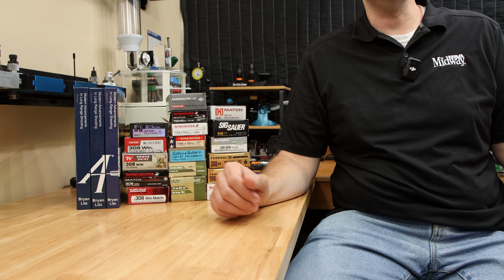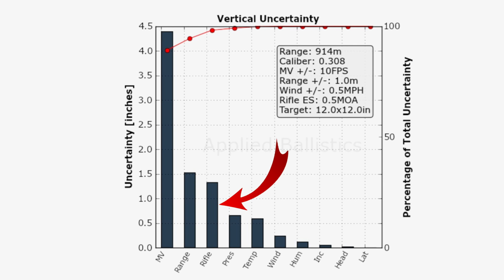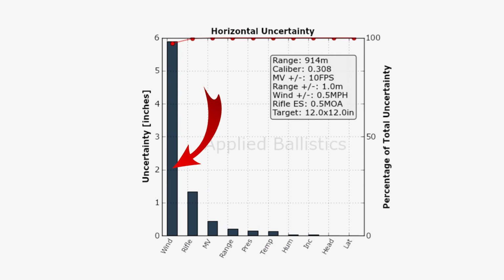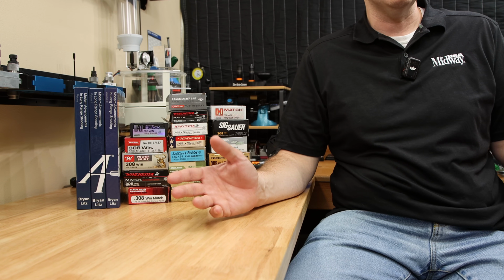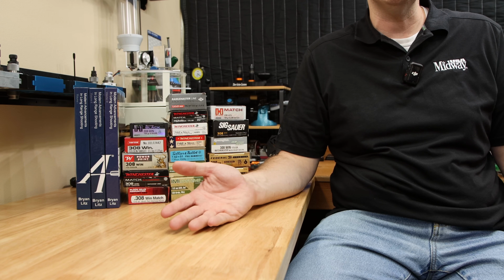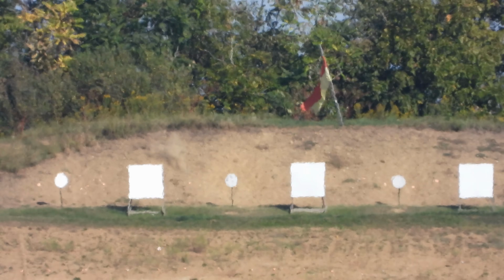So if you're a reloader and you're using this tool, you can easily figure out if it's worth spending your time making your group smaller, working on your velocity consistency, or possibly your wind reading skills. If your load is 3/4 MOA, is that garbage? Or does it pale in comparison to another variable that we should be working on? I know for me, it's the wind.